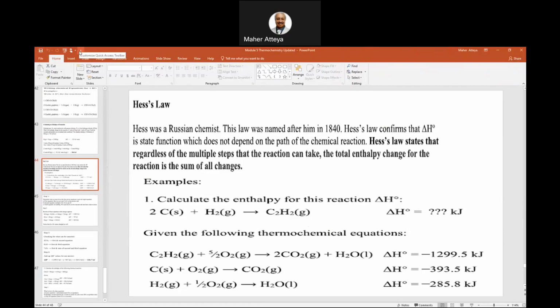Now, enthalpy is said to be a state function, correct? It's a state function. What does state function mean? A state function characterizes any state expression, like the enthalpy. The enthalpy is a state function. What do we mean by state function? It means wherever I go, I get the same value.